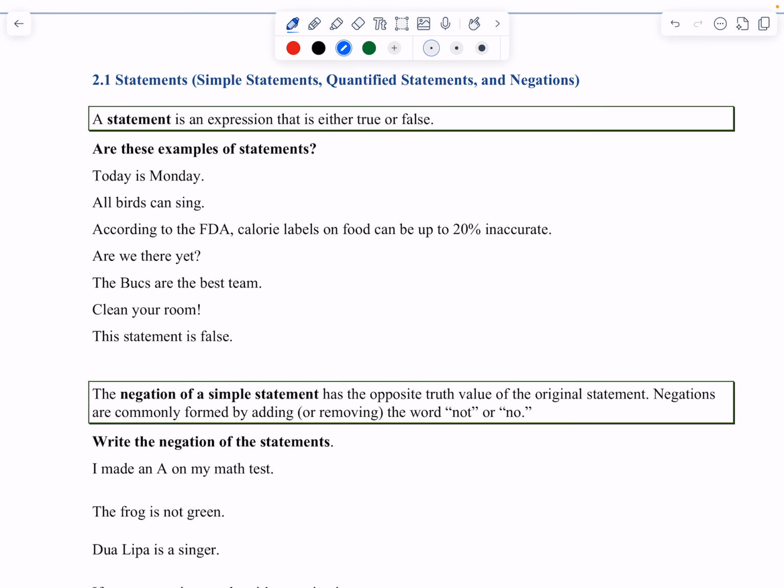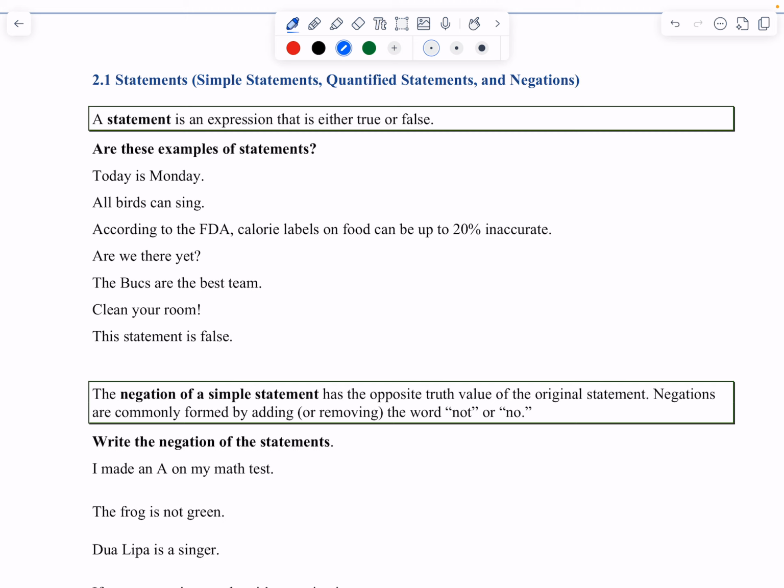So the first thing we have to do before we determine if arguments are valid or not valid is we have to understand what a statement is. So in this section, we're going to talk about simple statements, quantified statements, and negations. So for starters, a statement is an expression that is either true or false. So we can prove whatever the statement is, and if it's true, it's a statement. If it's false, it's a statement.